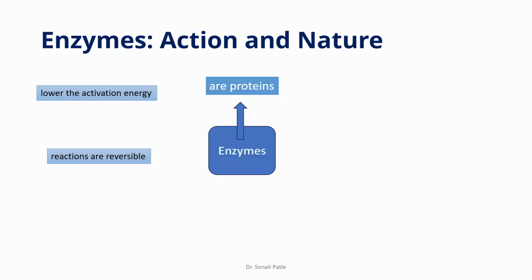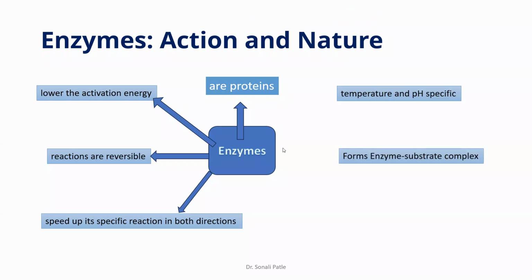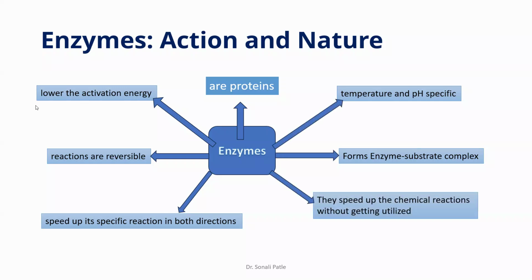The reactions carried out by the enzymes are reversible and they speed up the reaction in both directions. So we will have an enzyme that reacts with the substrate and it gives the products. So that is what we are going to focus on. They are temperature and pH specific. In addition to that, they form an enzyme and substrate complex and speed up the chemical reaction without getting utilized, which means the enzymes can be recycled. So enzymes are recycled and they will be free to combine with a new amount of substrate and convert it to the products.